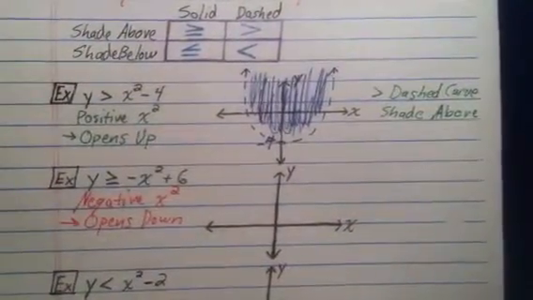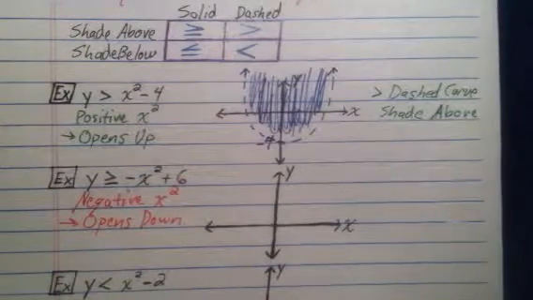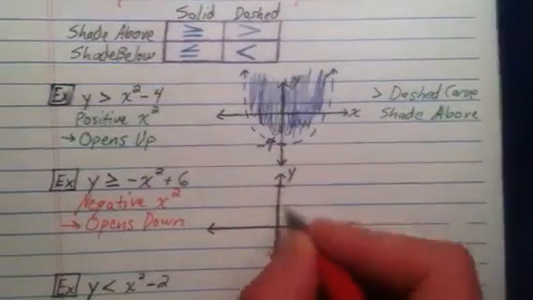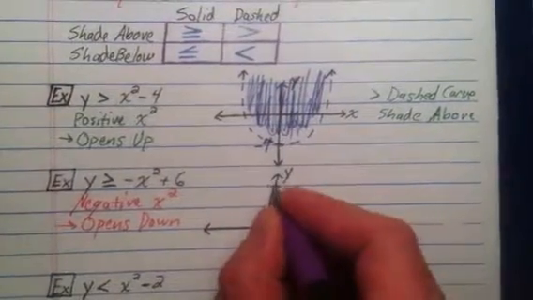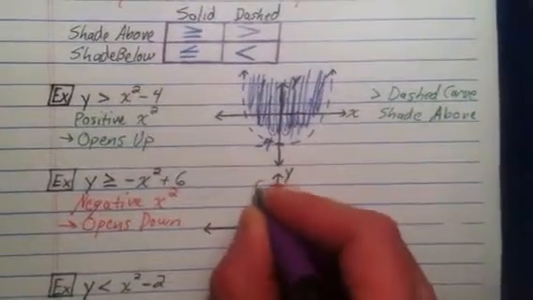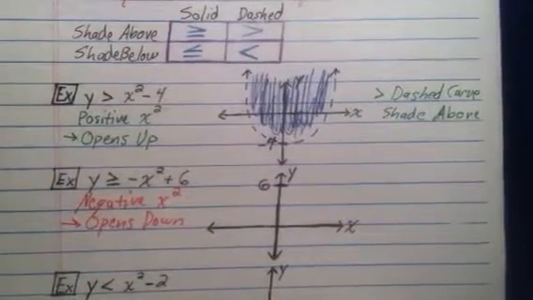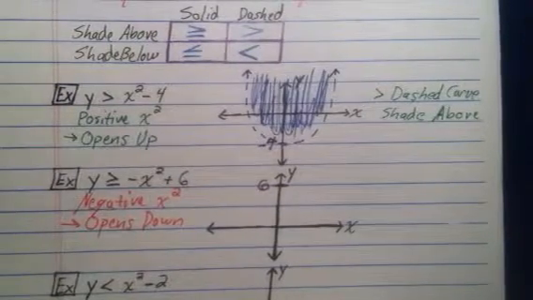So this is going to look like an upside down U. The plus 6 on the end tells us what our y-intercept is going to be. So it tells us it's going to cross here at a y value of 6 on our y-axis. Okay, positive 6.